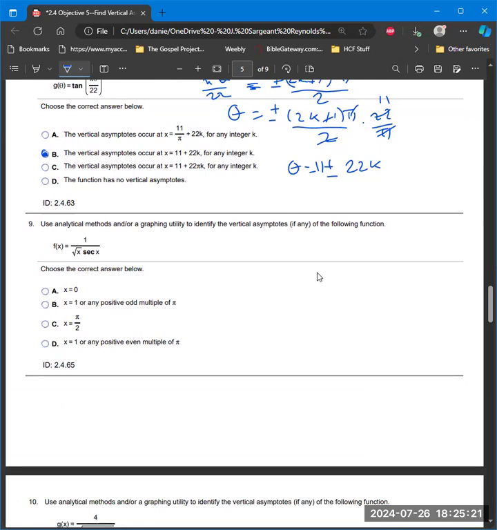This is the same thing as cosine of x over square root of x. Cosine doesn't have any asymptotes involved with it. I'm only concerned with where the square root of x equals 0. So x equals 0 is my asymptote.